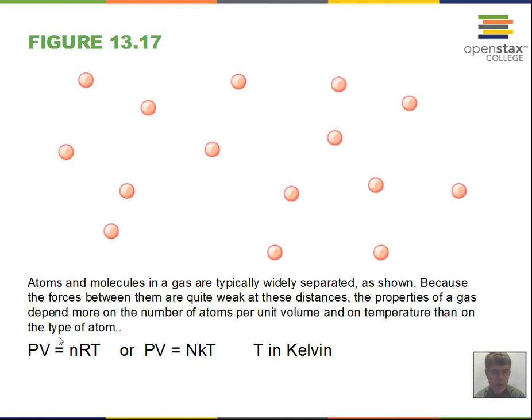So we get this ideal gas law. In one form, pressure times volume equals the number of moles of gas times the gas constant times the temperature measured in kelvins. So PV equals nRT. The pressure needs to be the absolute pressure, not the gauge pressure. It needs to be the true pressure. And pascals would be our standard unit.